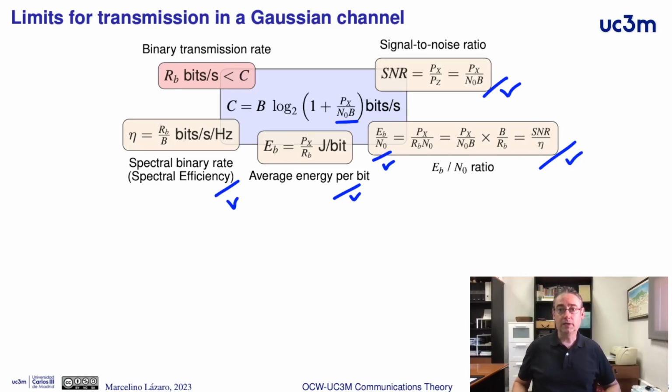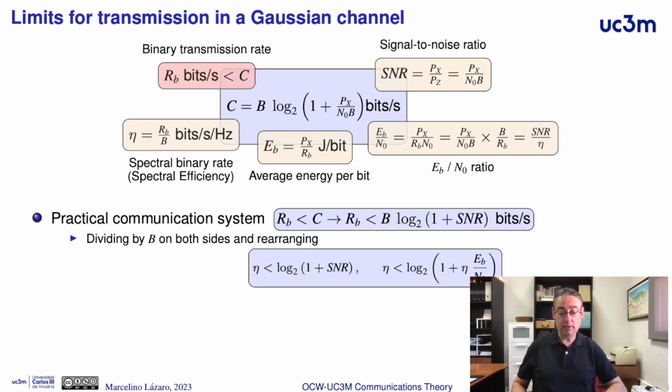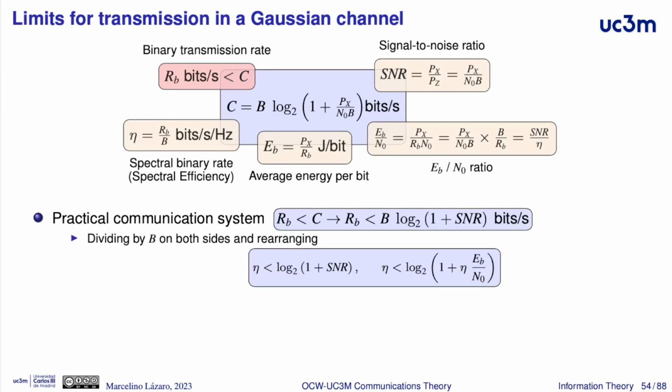Taking into account these definitions, we can rewrite in several different ways the constraint that the capacity is establishing for a Gaussian channel. In this case, a practical communication system must satisfy that the binary rate is below the channel capacity, and the channel capacity can be written as B times the logarithm of 1 plus the signal-to-noise ratio. Now, if we divide on both sides by B, here RB divided by B is the spectral efficiency, and then we can write the expression as the spectral efficiency must be below the logarithm of 1 plus the signal-to-noise ratio.